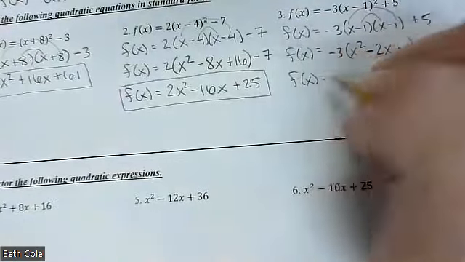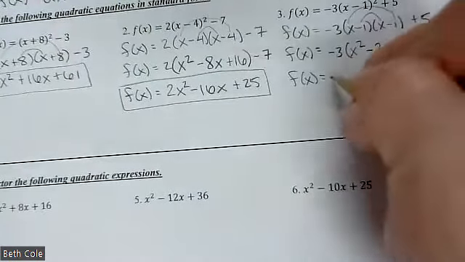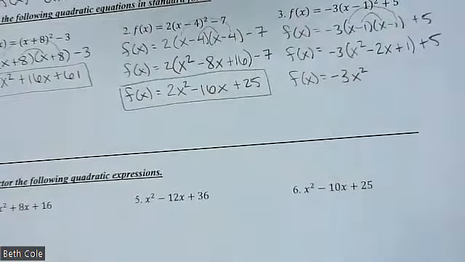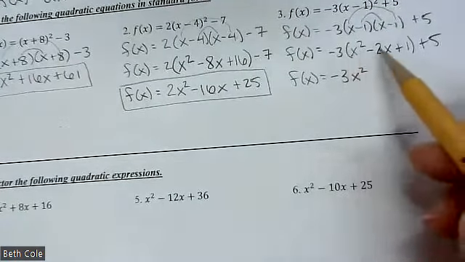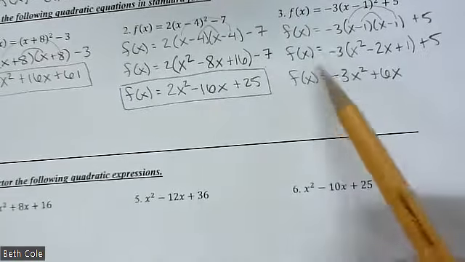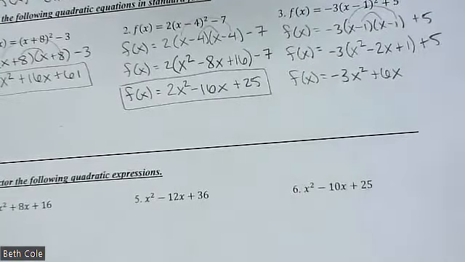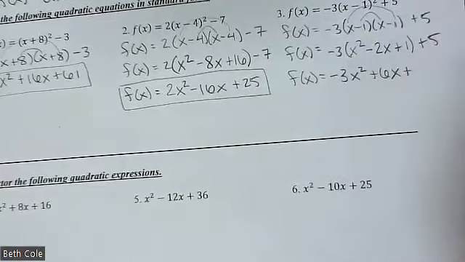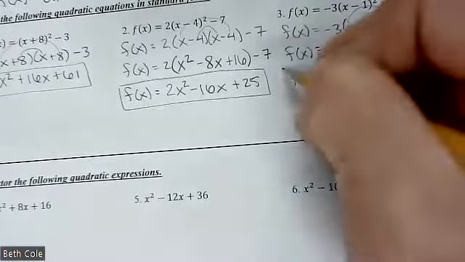All right, and then we're going to distribute a -3. So that will be -3x squared. And then what? Plus 6x. And then it would be -3, but then plus 5. So -3 plus 5 is plus 2. Good.